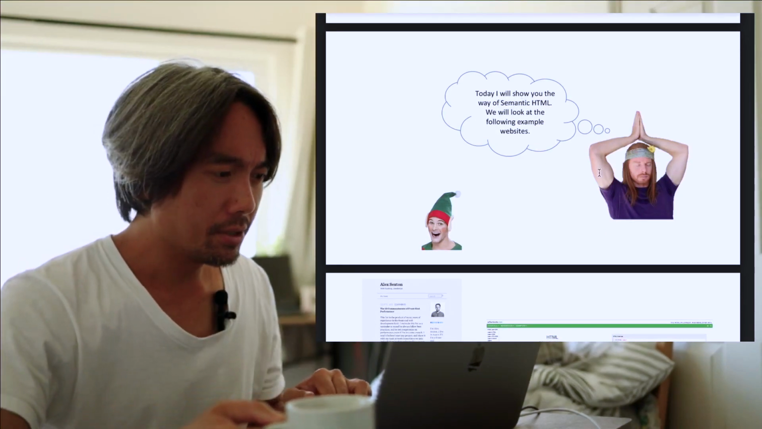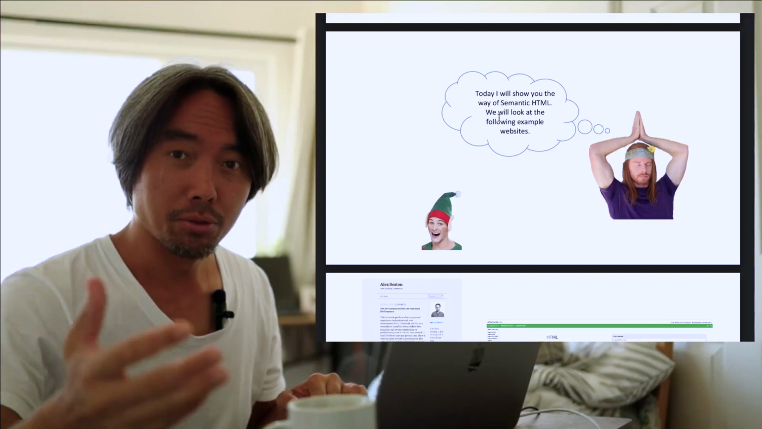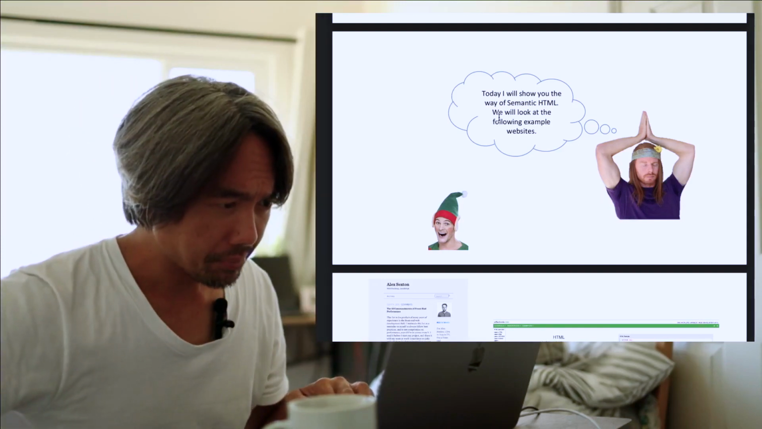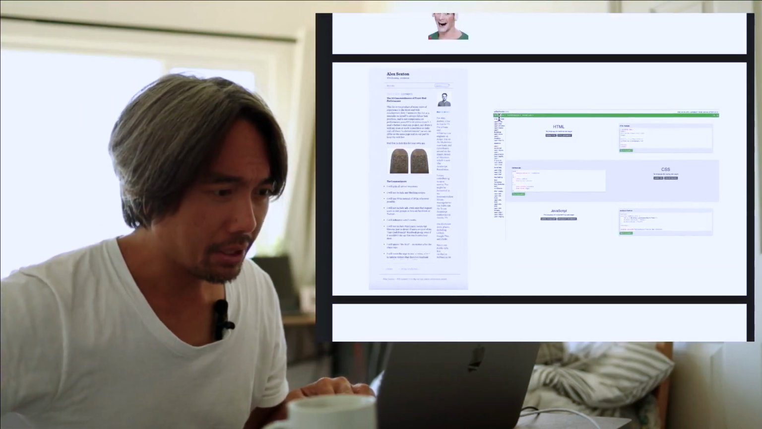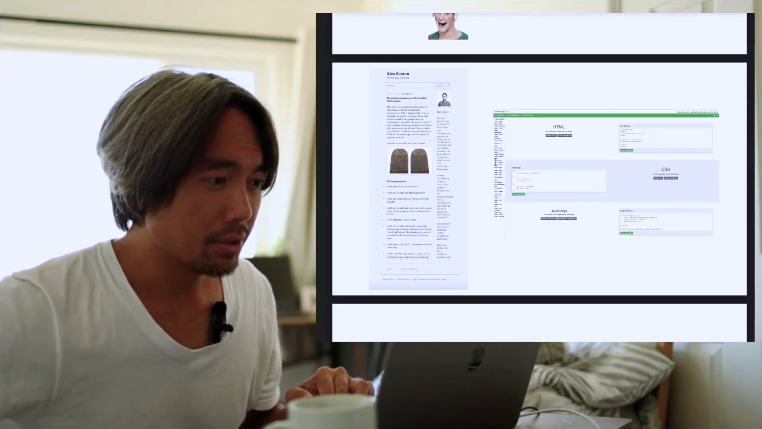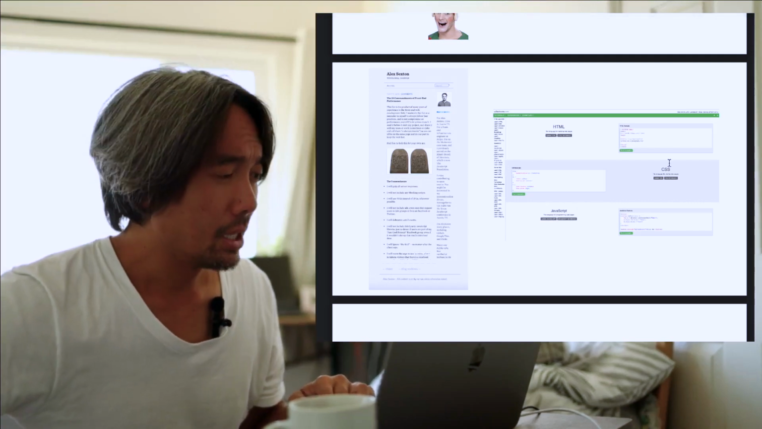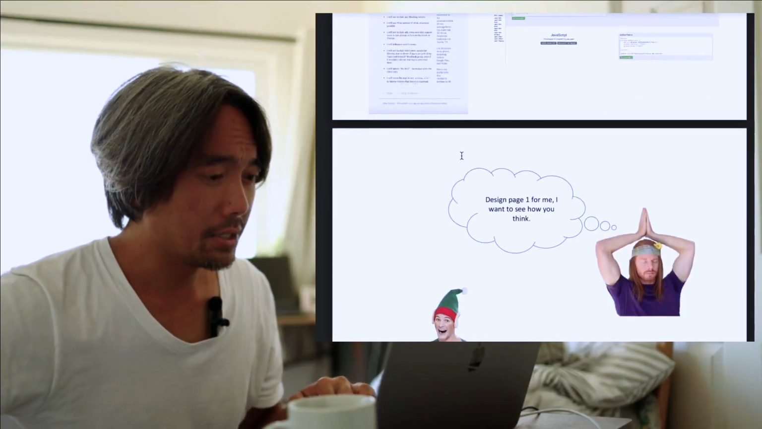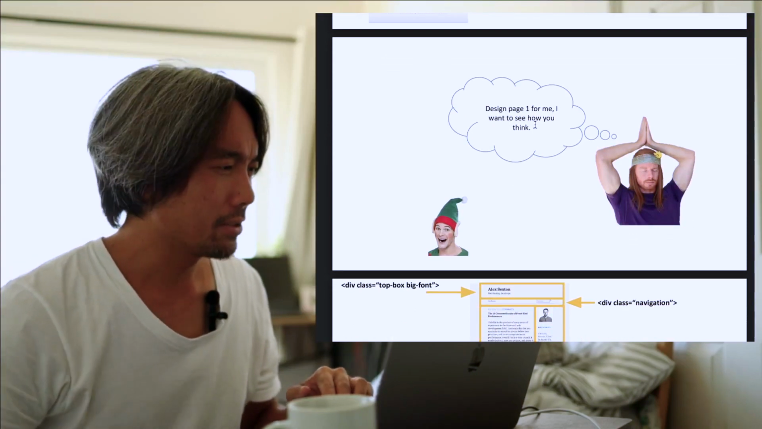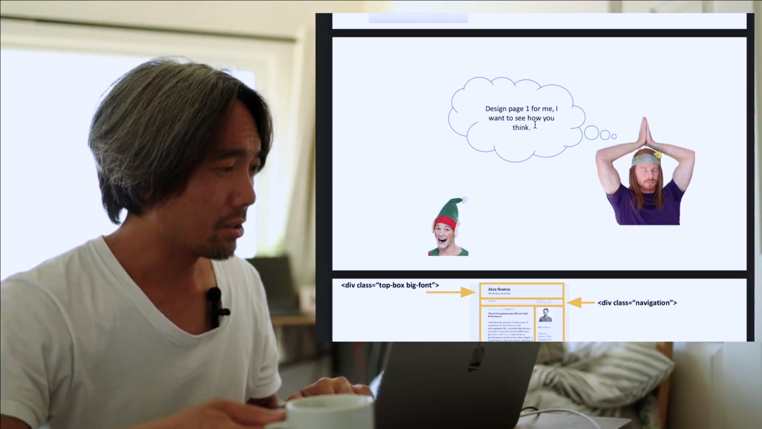So, yep, here he is. He meets the guru, and the guru says, today I will show you the way of semantic HTML. To begin, he presents the elf with these two web pages and says, design page 1 for me. He just wants to test the elf, see how he thinks before drawing any conclusions.